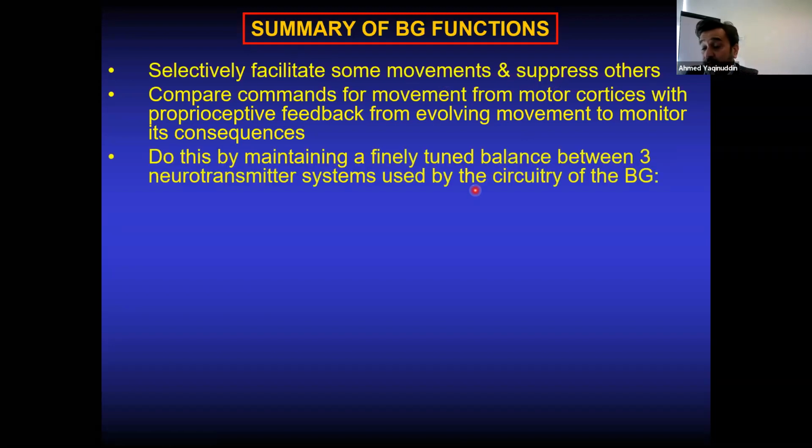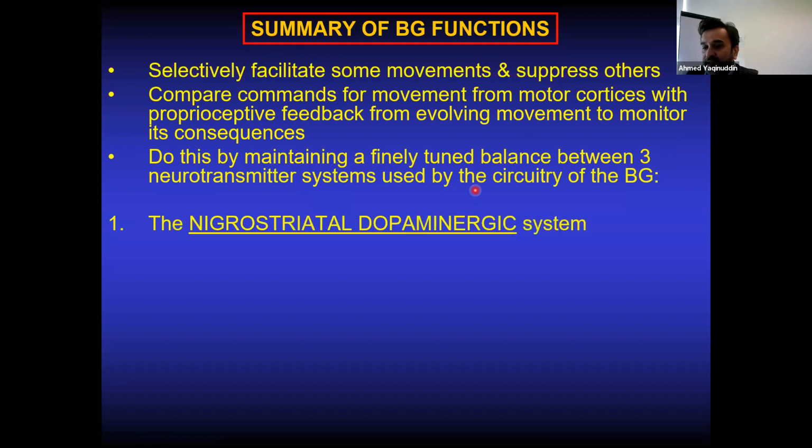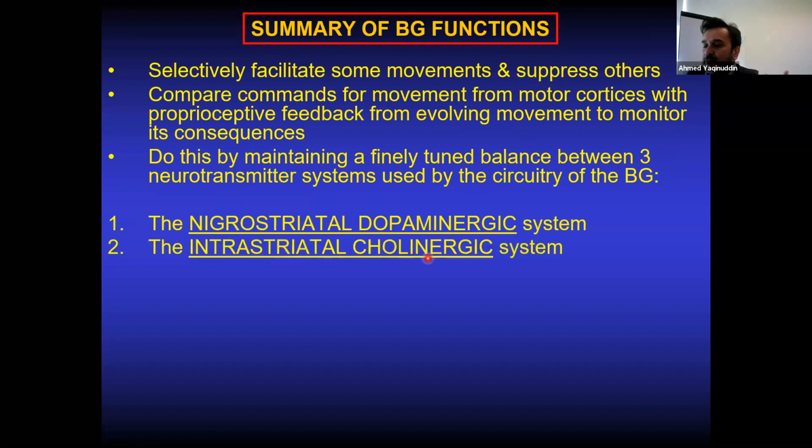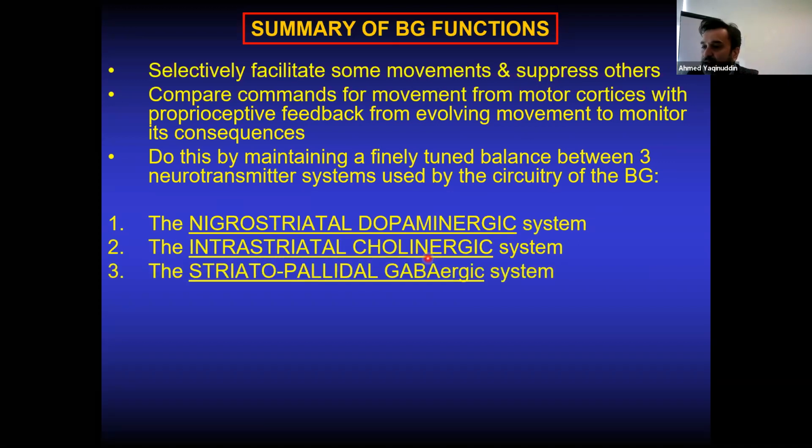It does this to finely tune the balance between the three neurotransmitter systems, which are the nigrostriatal dopaminergic system, which is between the substantia nigra and striatum. So those neurons release dopamine. Intrastriatal, which are between putamen and caudate, they release acetylcholine, and striatopallidal, which are between the striatum and globus pallidus, they release GABA, they are GABA secreting neurons.